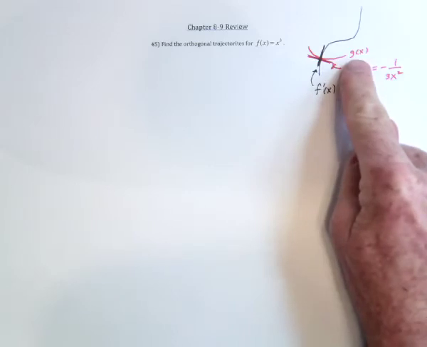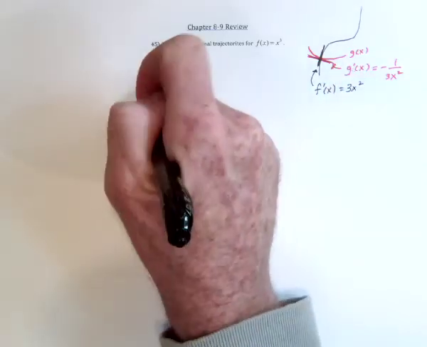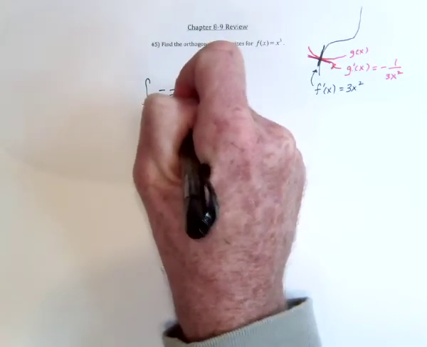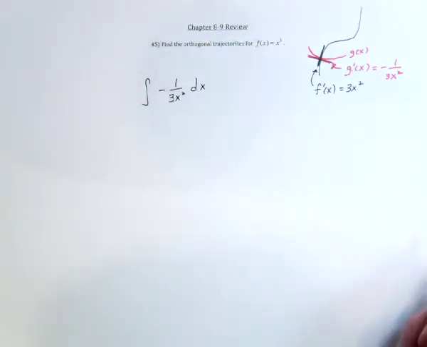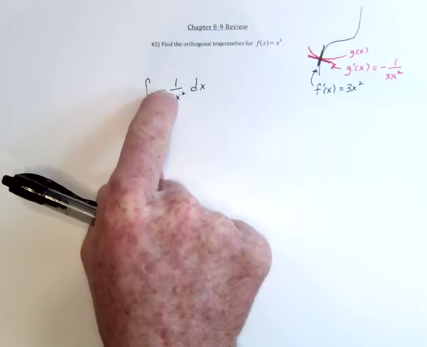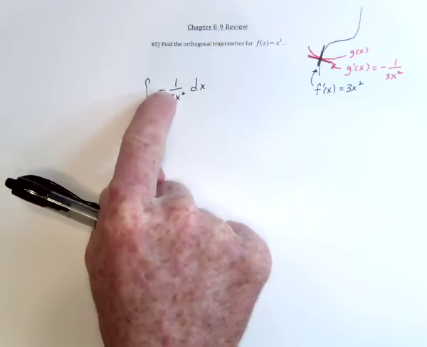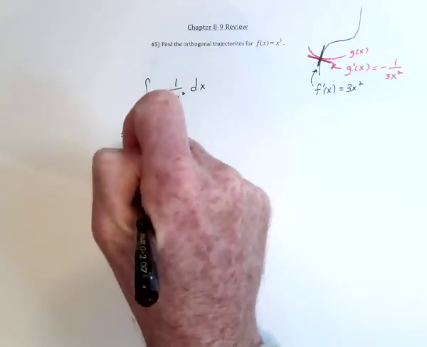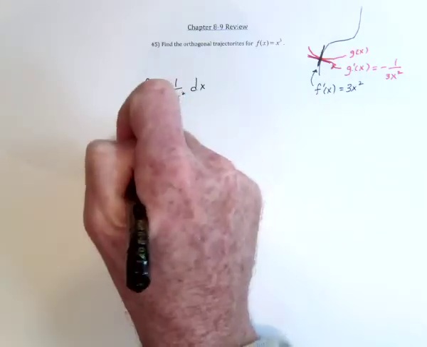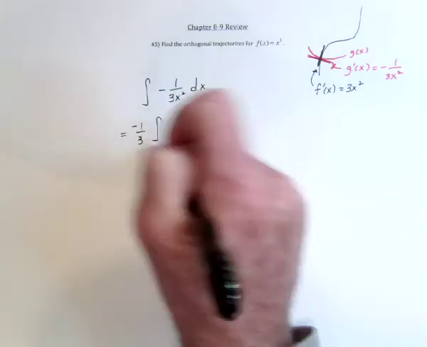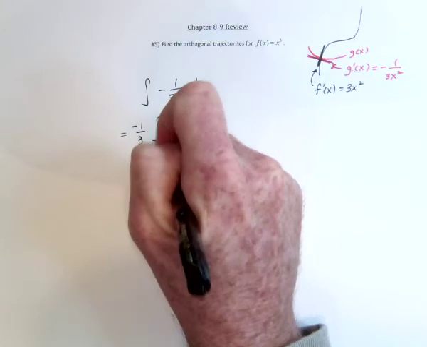Now to go backwards and find out what g is, we just need to integrate. So integrate negative 1 over 3x squared. So I could factor out the 3, and negative 1 over x squared, that's the derivative of 1 over x. If you don't see it that way, what you could do is factor out the negative 1/3 constant. For this, you could rewrite it as x to the negative 2.